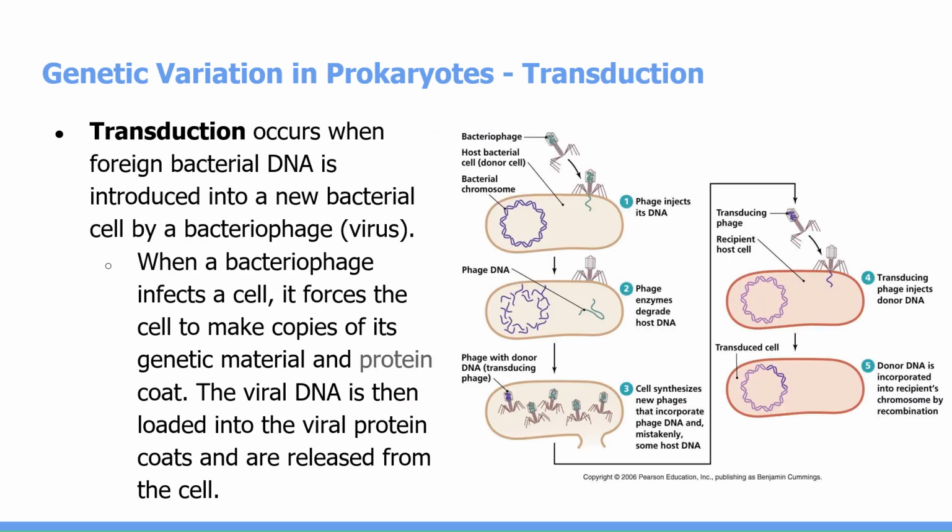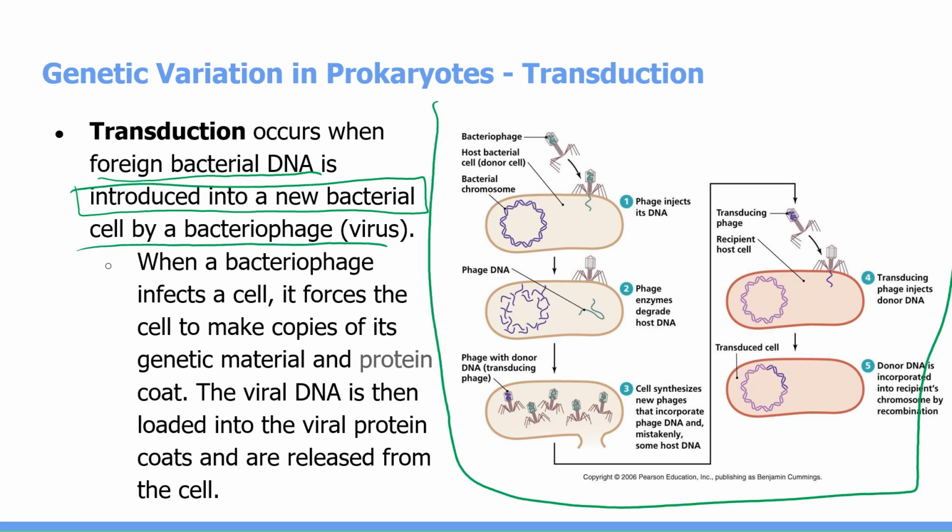As previously mentioned, the second process is transduction. This is when foreign bacterial DNA is introduced into a new bacterial cell by a bacteriophage, and it's summarized in this image here. So let's break it down. When a bacteriophage injects its DNA into a bacterium, it forces the cell to make copies of its genetic material and protein coats. And then the viral DNA is loaded into the viral protein coats and released from the cell in a normal process, right?